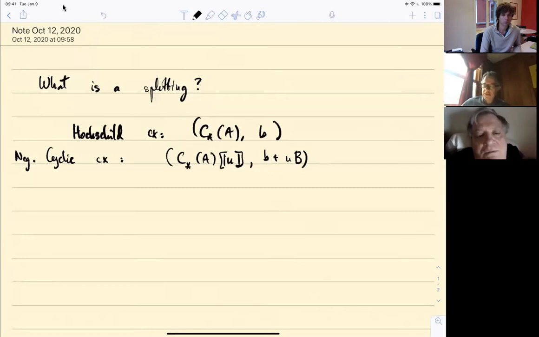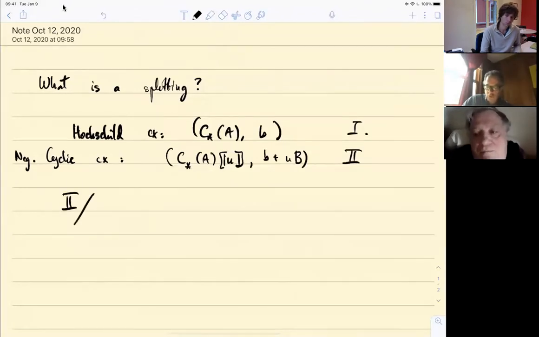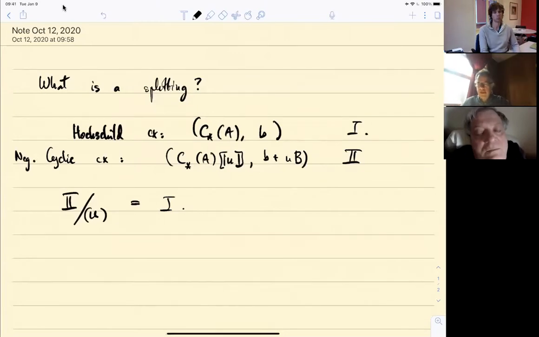Now you can immediately see, for example, that there is a map from this negative cyclic complex, let me give them numbers 2 and 1. So 2 mod u is exactly equal to 1. So there's always a map from the negative cyclic complex to the Hochschild complex. So you have such a map.